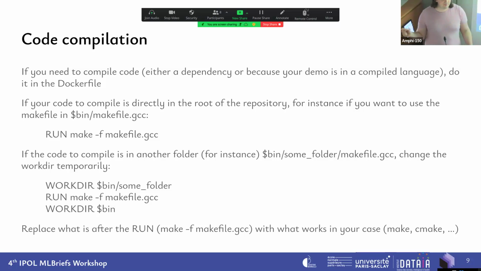In many cases, especially if it's a dependency, the makefile will not be in $bin. It will be in another subfolder. So before compiling it, you have to change your working directory. So you use the workdir docker command to go to this directory. Then you run the make command as if you were in the directory. And then, this is important, don't forget to go back to the $bin directory for the demo to run correctly.